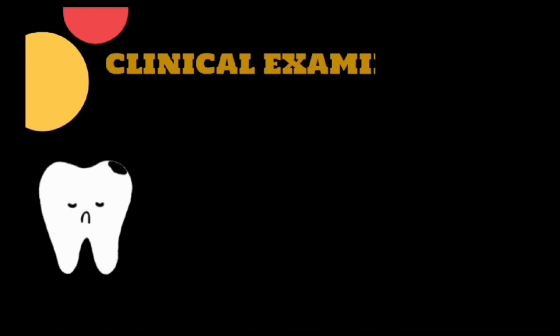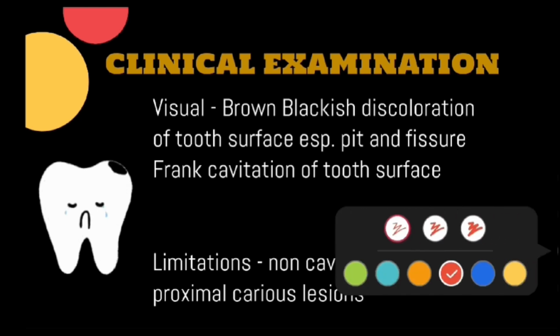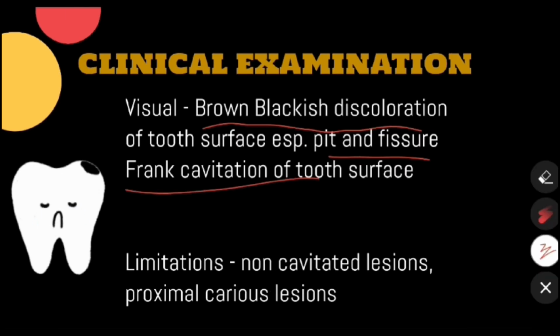But now we have to go into the clinical examination. First is the visual examination. Most of the time you can find a brown blackish discoloration on the tooth surface, and this will be mainly seen in the pit and fissure areas, or else you can see a cavity. There are certain limitations to this because there can be non-cavitated lesions.